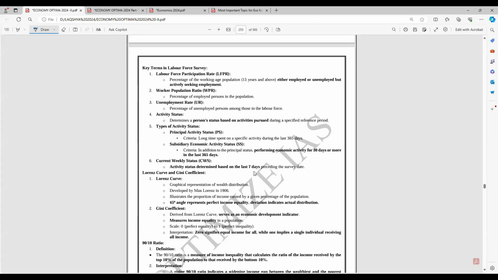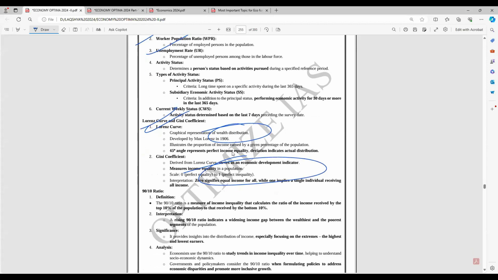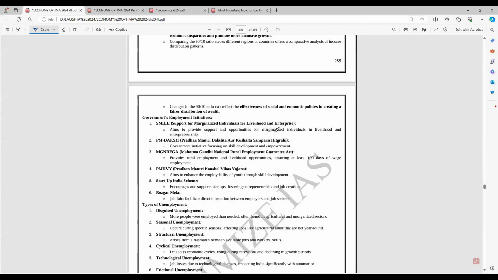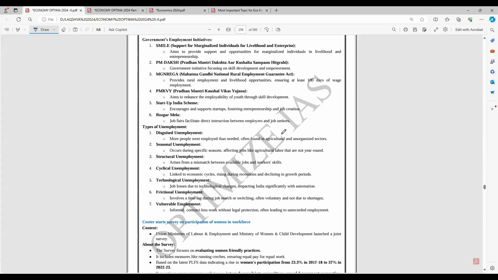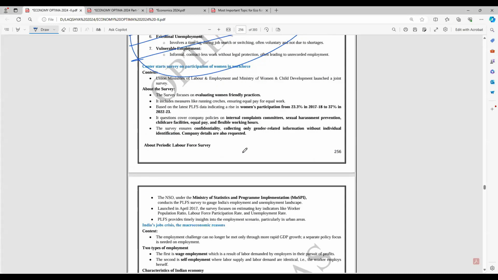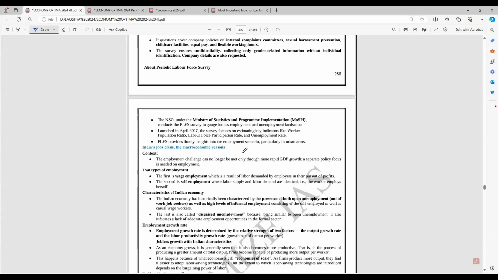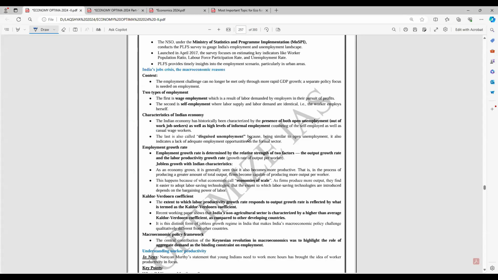So all these things, okay. Lorenz curve is about wealth distribution. Gini coefficient is about inequality. 90-10 ratio is also about inequality. Unemployment: disguised unemployment, seasonal unemployment, structural unemployment, cyclical unemployment, technological unemployment, frictional unemployment, vulnerable unemployment. Guys, all we have discussed, everything is there in your notes. If you go through these notes, you will benefit. Okay, guys.